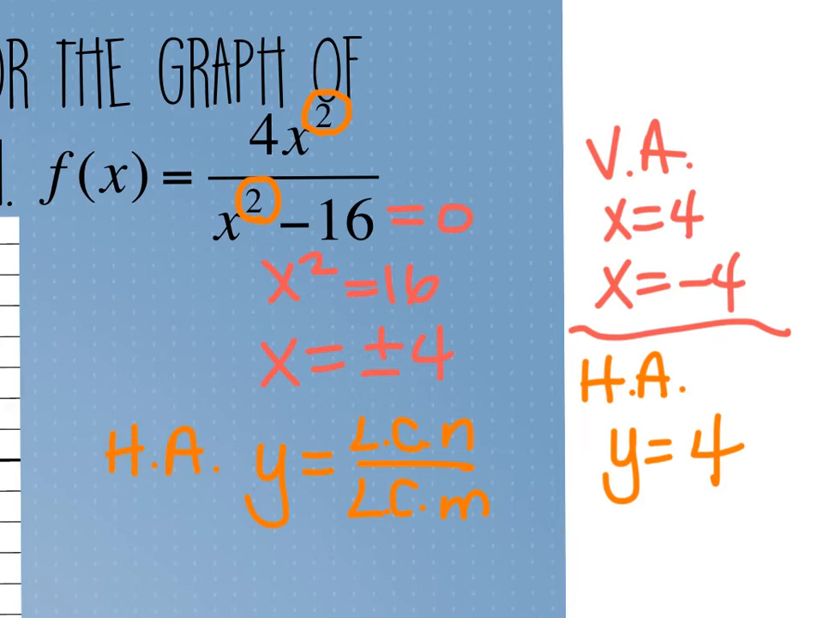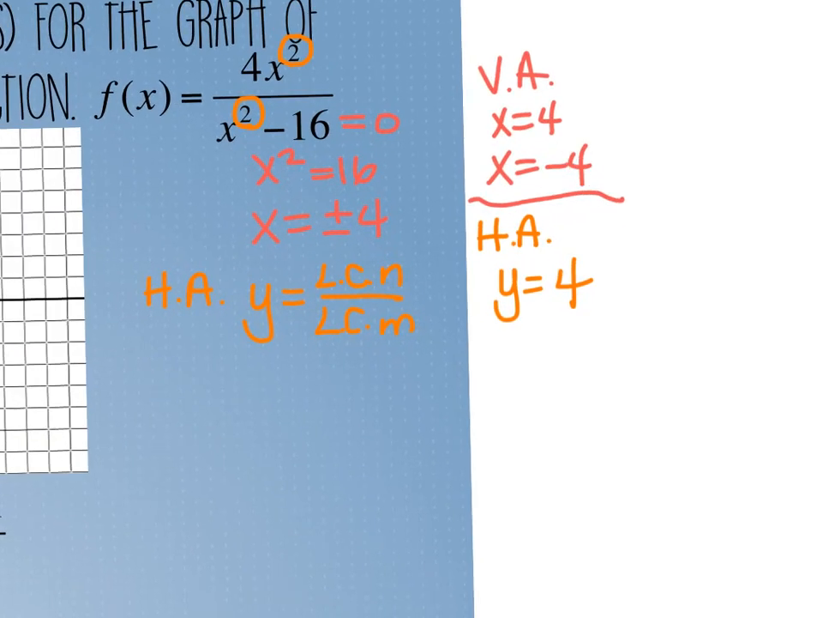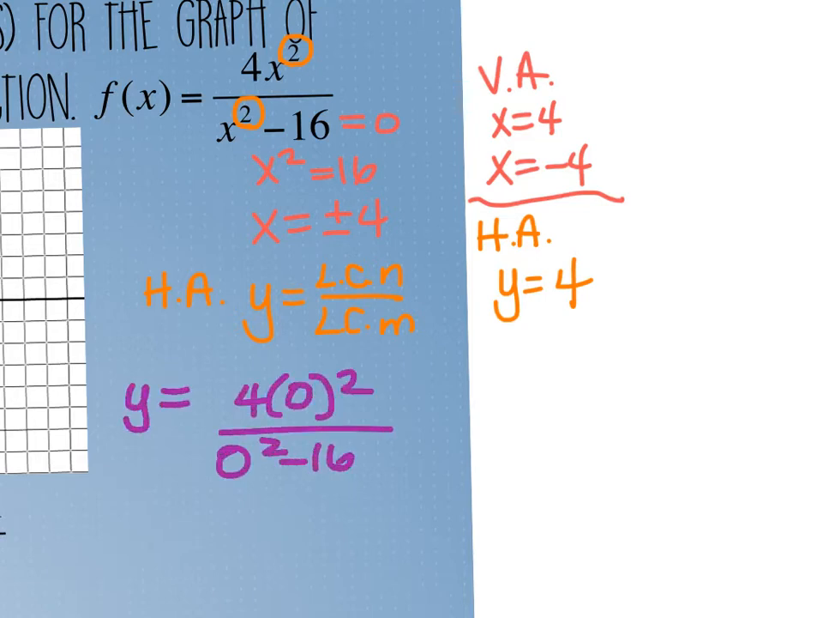Okay, so now start doing your points, and the first ones come by way of your intercepts. So for the y-intercept, I'll plug 0 in for x. I get 4 times 0 squared minus 16, which is 0 over negative 16, or 0.